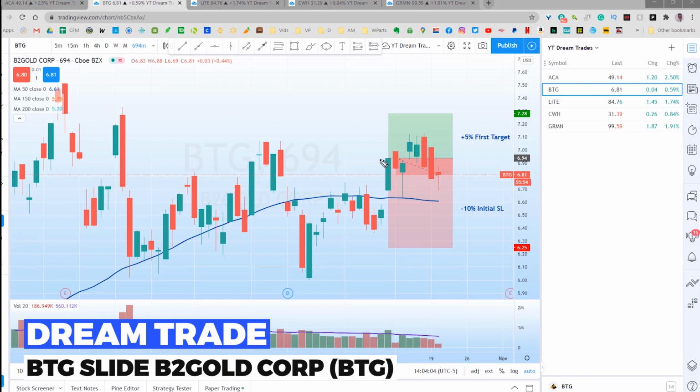B2 Gold or BTG still going sideways here. I'm not giving this much more leeway before I shut it down and put my money in something that's moving. I am still in this right now though.